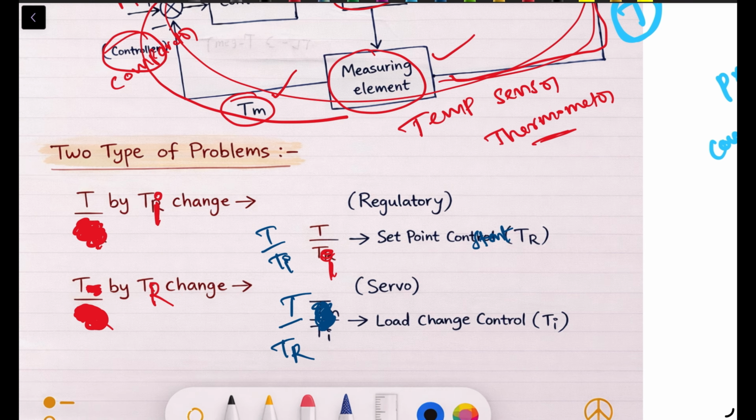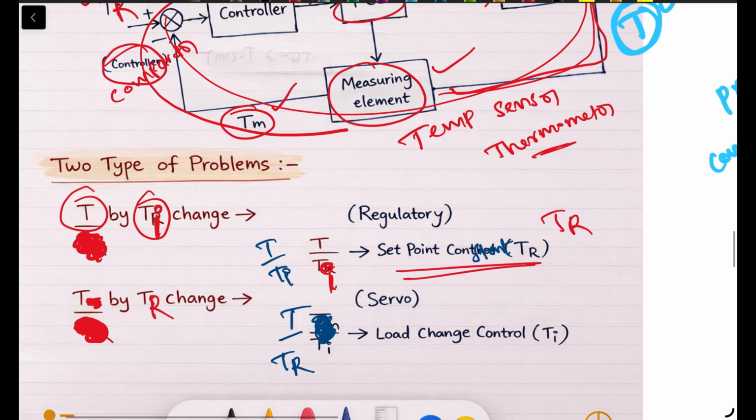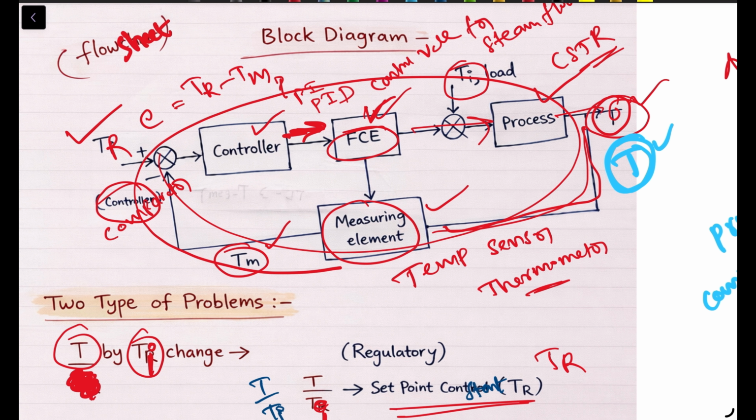In a regulatory controller, the set point remains constant. That means TR is always constant. That means the desired value of the control variable does not change with time. What will vary? Only the TI changes.